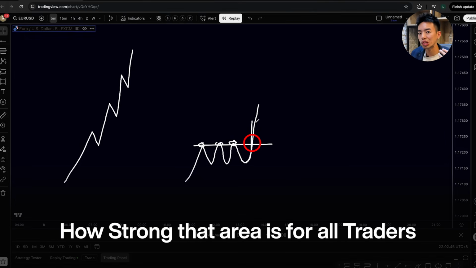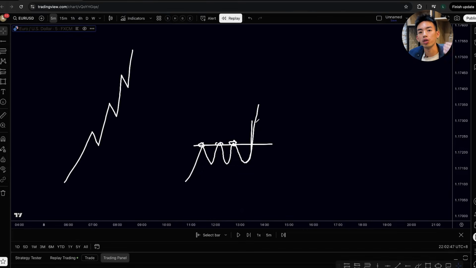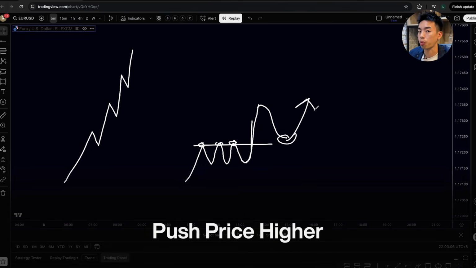Doesn't matter if they're institutional traders, hedge funds, or retail traders. Just because it was so important before and it got breached just like that, as price pulls back, people are going to remember this price. And if everyone's looking at that same area trying to get in, this is going to definitely push price higher.